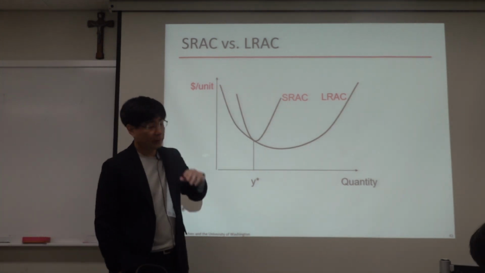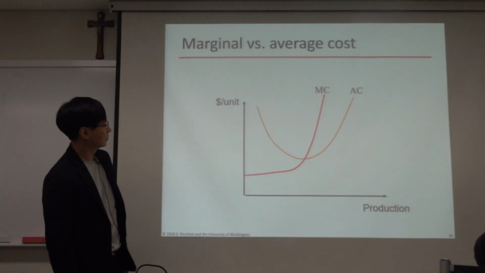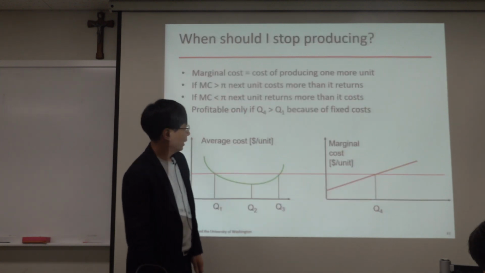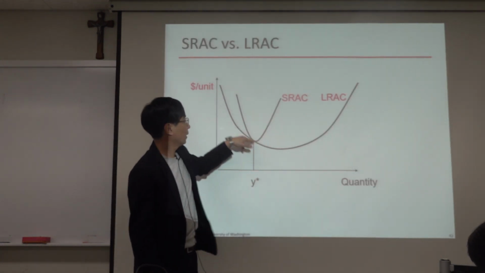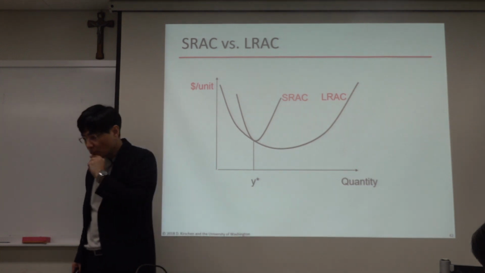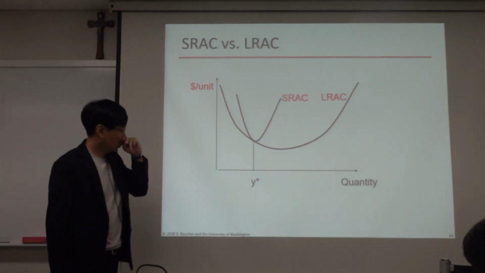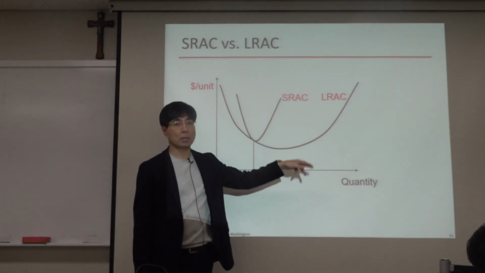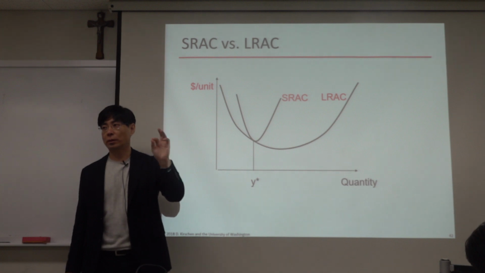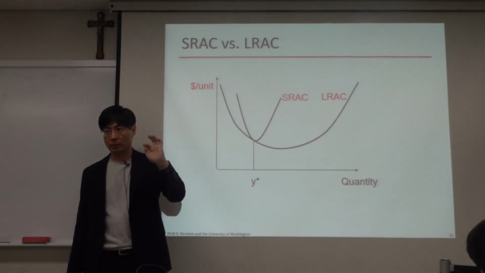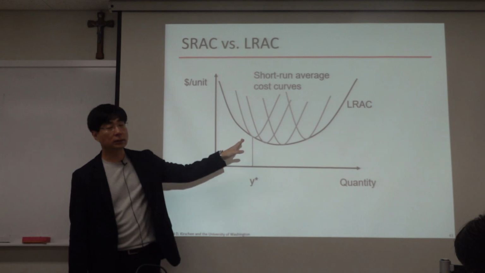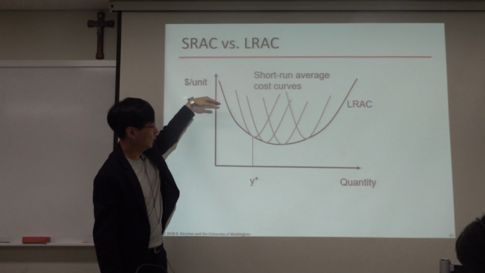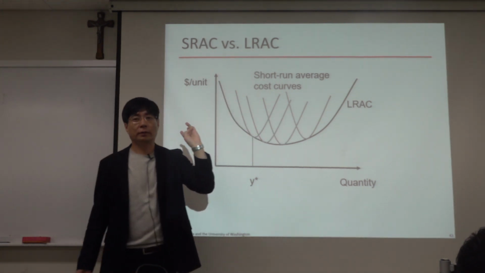Yeah, we see this kind of average cost. This is the case for the short run, and this is the case for the long run. This figure wants to say that the long run average cost is the lower bound of short run average cost. The short run average cost curve is like that, and the long run average cost is the lower bound of all the short run average cost curves.